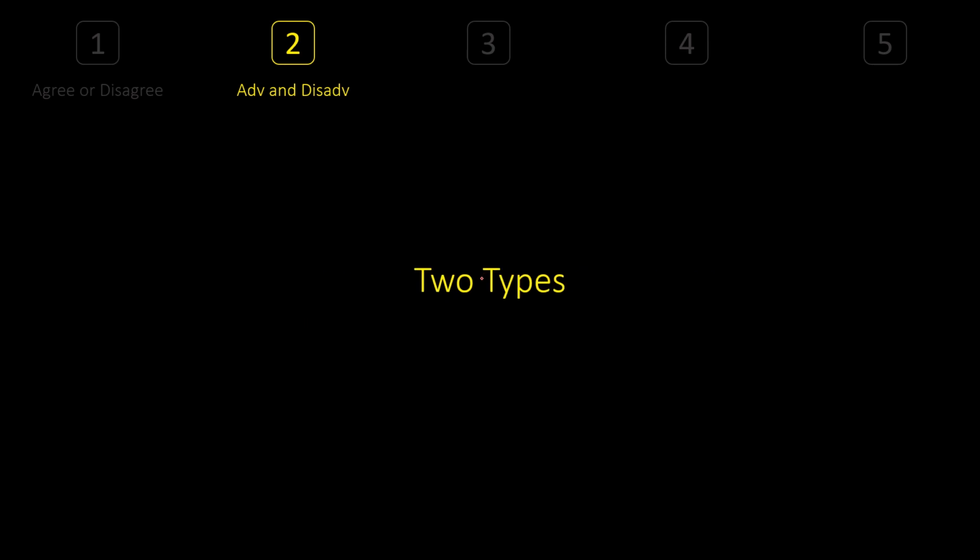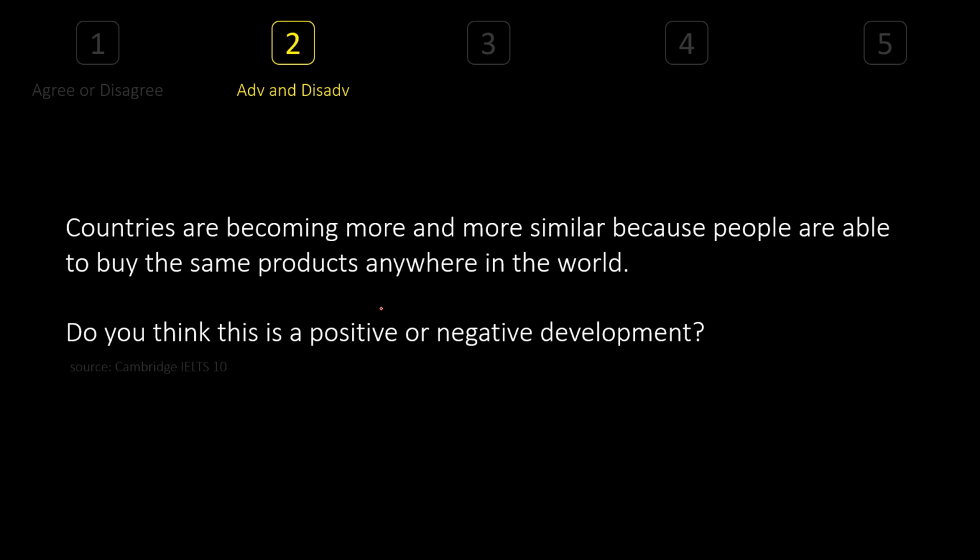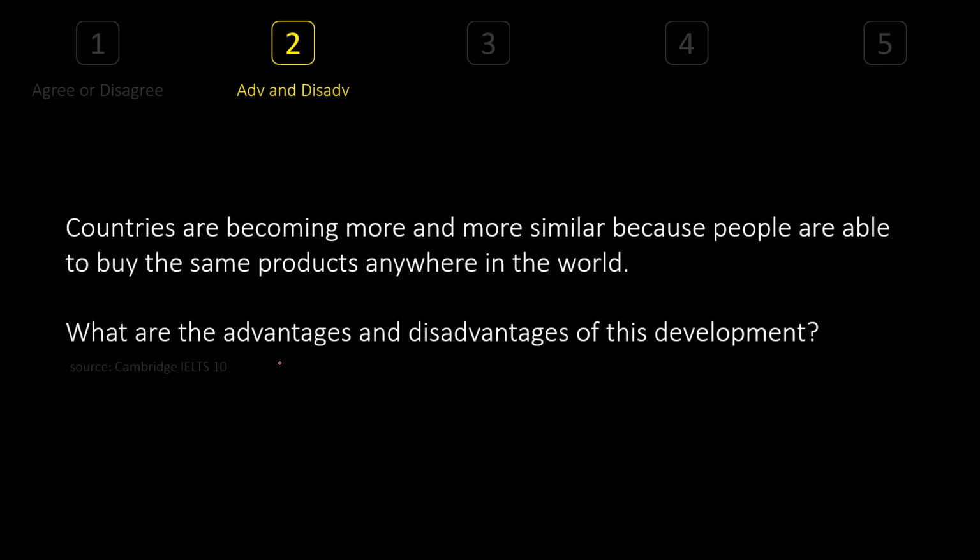In this question type, we also have 2 subtypes, right? The subtypes are, there's a direct or let's say positive or negative development. If we have a positive or negative development, let's look at it here. Countries are becoming more and more similar because people are able to buy the same products anywhere in the world. Do you think this is a positive or negative development? Or similarly, you can say, what are the advantages and disadvantages of this development?